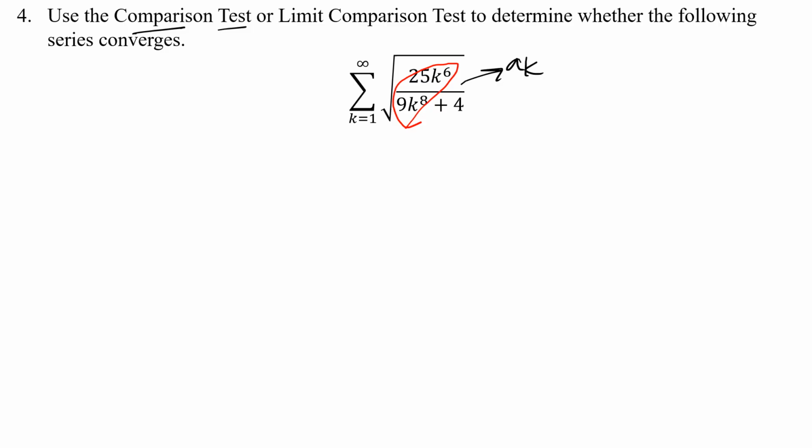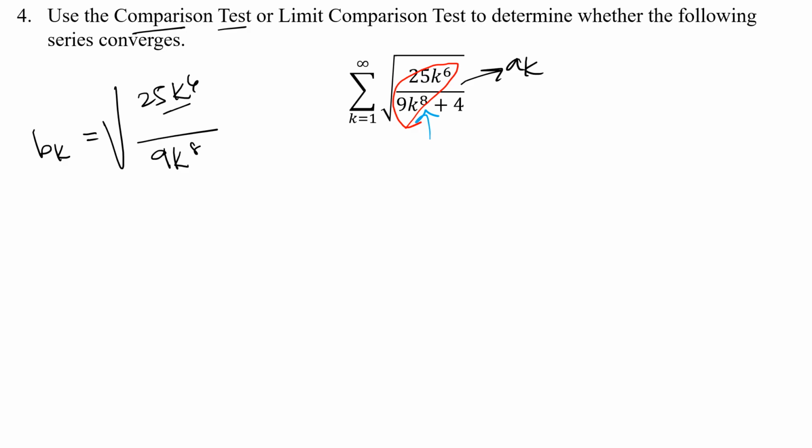So let's let our b sub k be the square root of this 25k to the 6, all right? And then I'm going to do a little space here, and then we have this 9k to the 8, all right? So what we want to do then, just like we did before, we always want to see if we can find that highest degree, and we'll divide everything by that, okay?